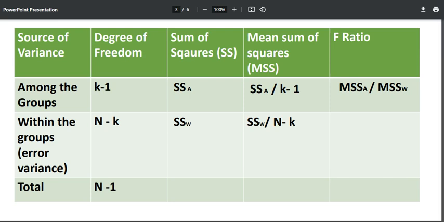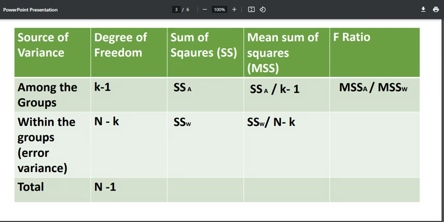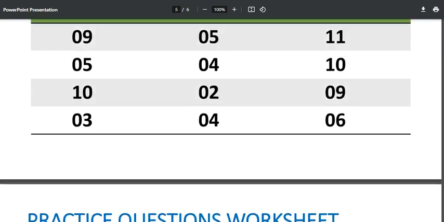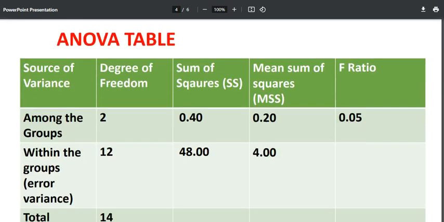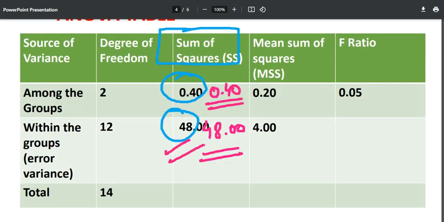So now we have all the values we needed for column number 2. We just calculated the sum of squares, SSA and SSW. For SSA, we have the value of 0.40, and for SSW, the value of 48.00. You just need to remember the steps mentioned, and don't worry, you have the practice sheet as well, so you will be able to do questions on your own. If you want, you can have this practice sheet as well. So check the answer. It is 0.40 over here and 48, so we are correct.